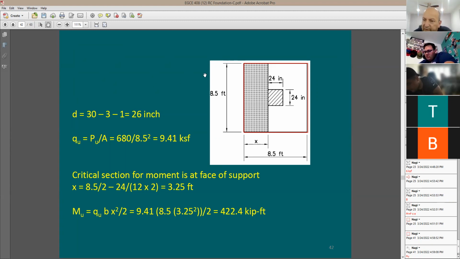Now, if you remember, we had a picture for a footing. Let's say here's the footing, the elevation of the footing, and here's a column, right? A 24 by 24 inch column. The pressure is going to come from the bottom, and it wants to lift this cantilever up from both sides. So the critical section for a moment is going to be right here at the face of the column. You see here?